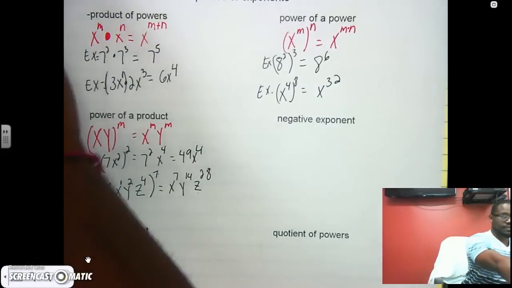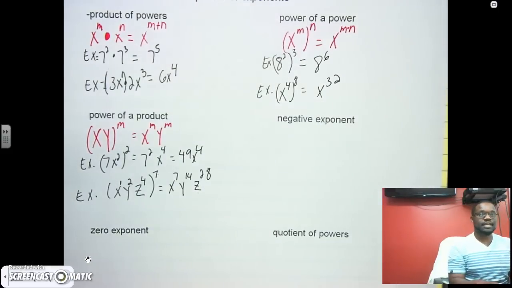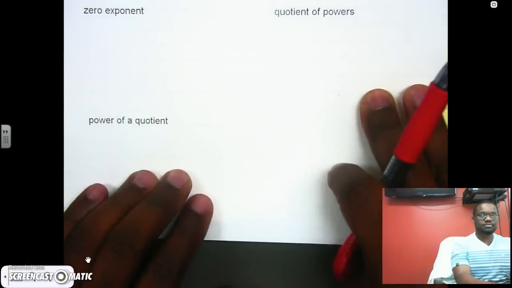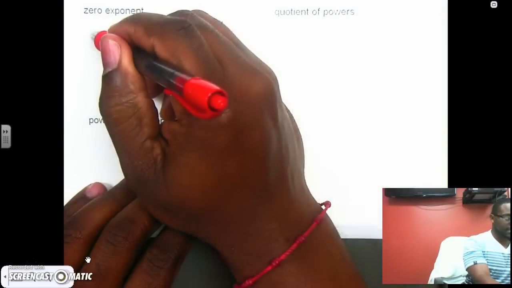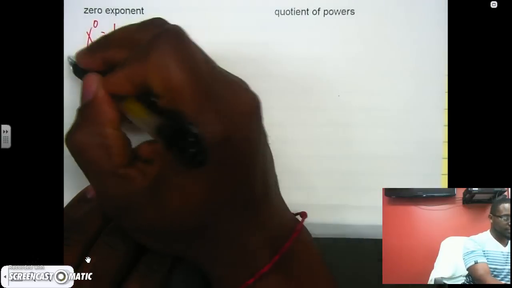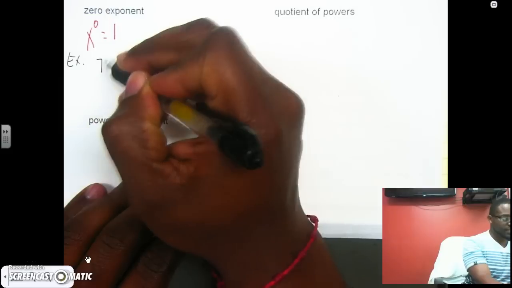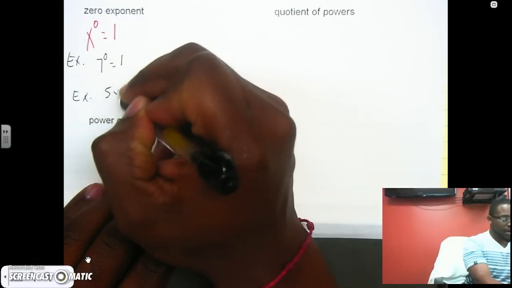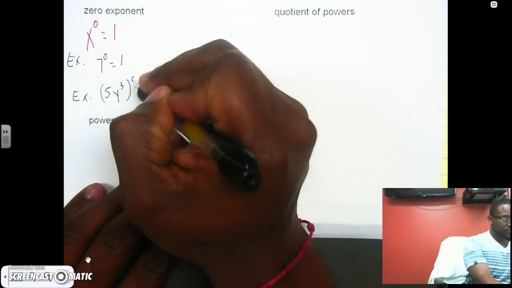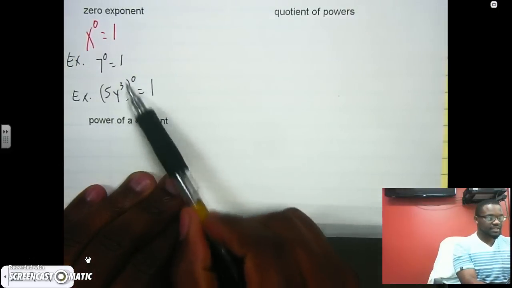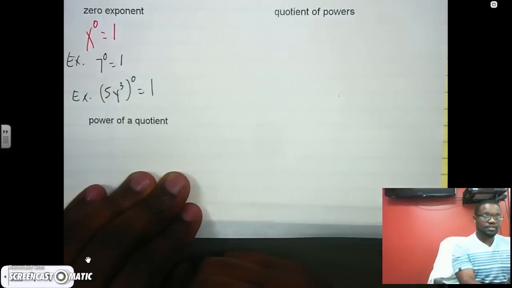Alright? Now, negative exponent we'll come back to in a second. I want to jump down here to some of these because I think these will help explain negative exponent. Zero exponent says anytime you have anything to the 0 power, it equals 1. An example of this would be 7 to the 0 equals 1. Another example would be if I had 5y cubed to the 0 power, that still equals 1. Notice how everything is raised to the 0 power.